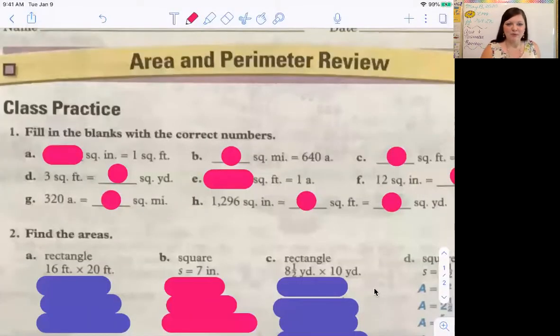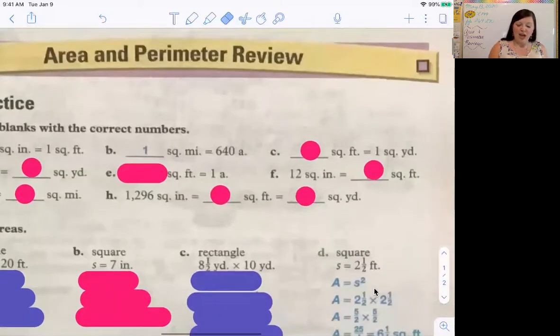Here we go, starting with the top. These are gonna be some of our special numbers. How many square inches are in 1 square foot? Remember, cover up the squares. How many inches are in a foot? 12. 12 squared equals 144. Let's go across. If you have 640 acres, how many square miles do you have? Just 1. If you have 1 square yard, how many square feet do you have? 9.